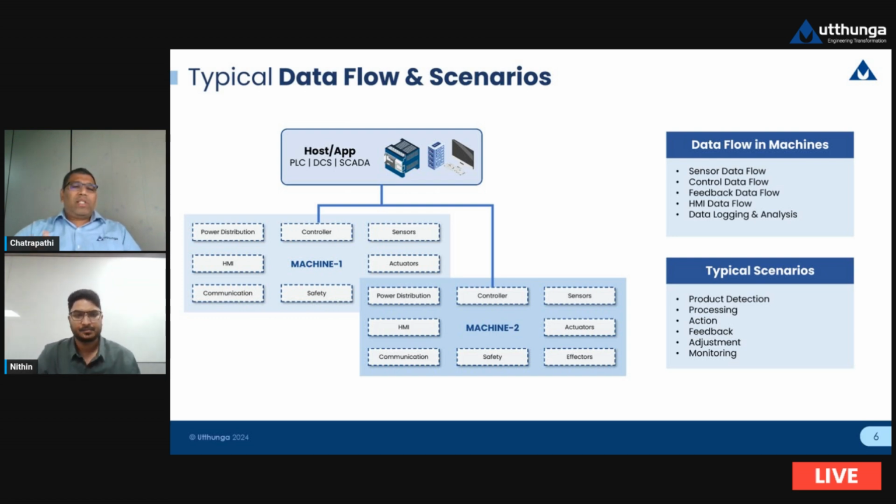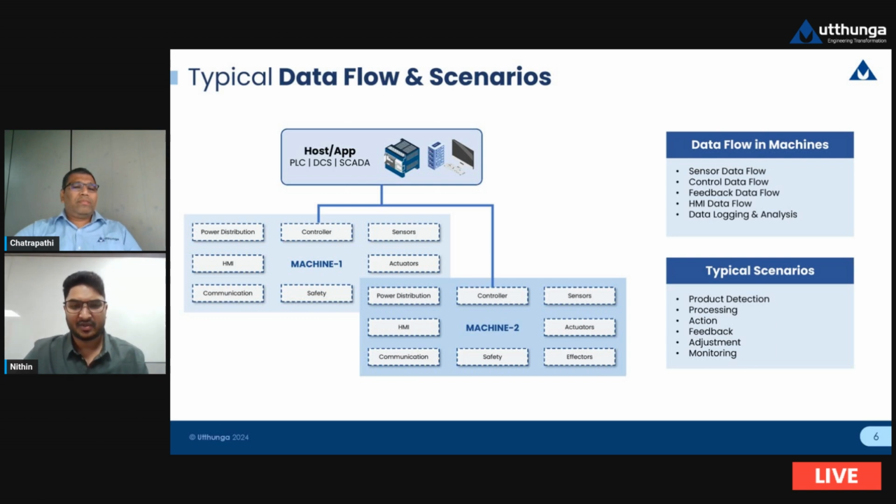So I think with these two aspects, there are the different components and the kind of data flows that happen between the components, and what kind of scenarios these data flows cover. With this, we get a high-level overview of a machine and how multiple machines on a production line can depend on and talk to each other.